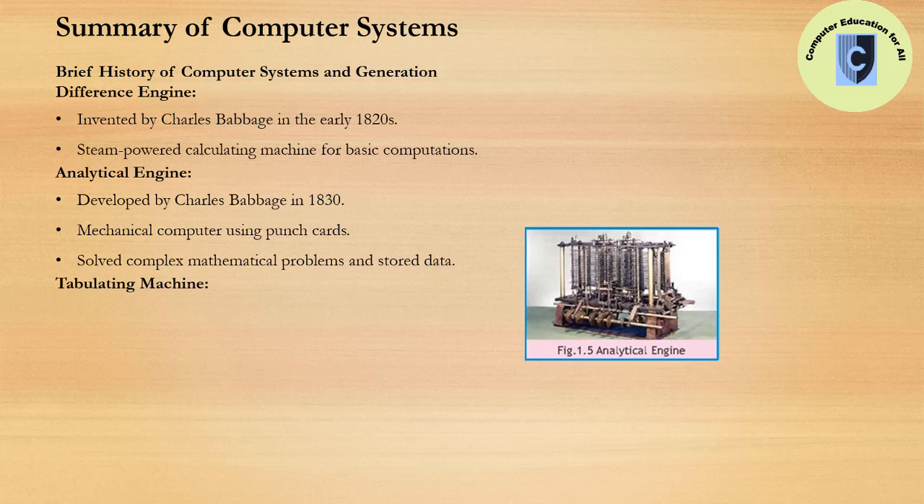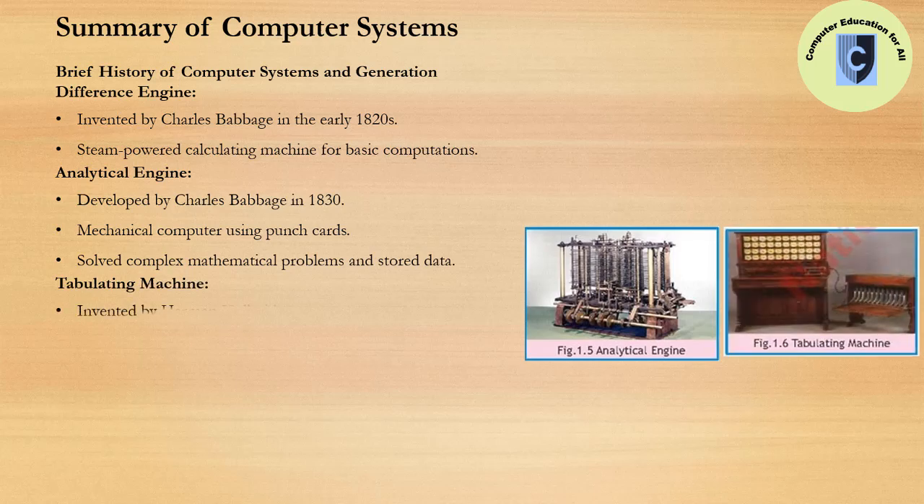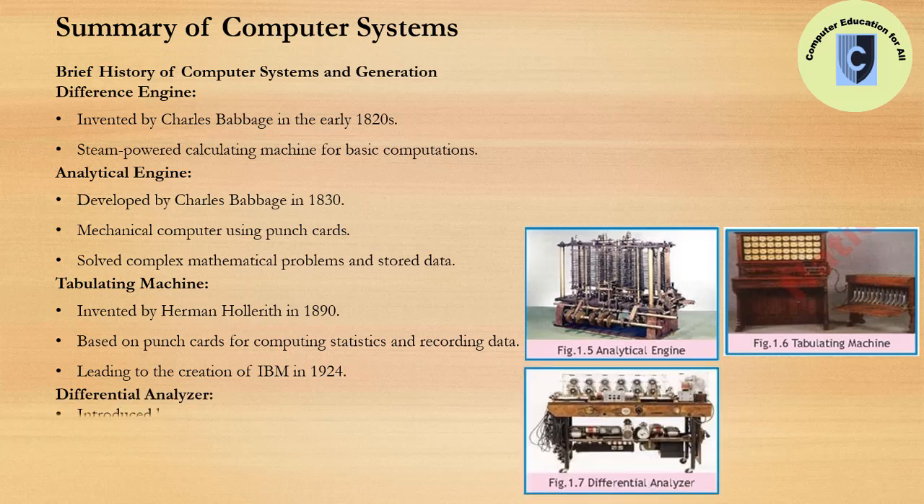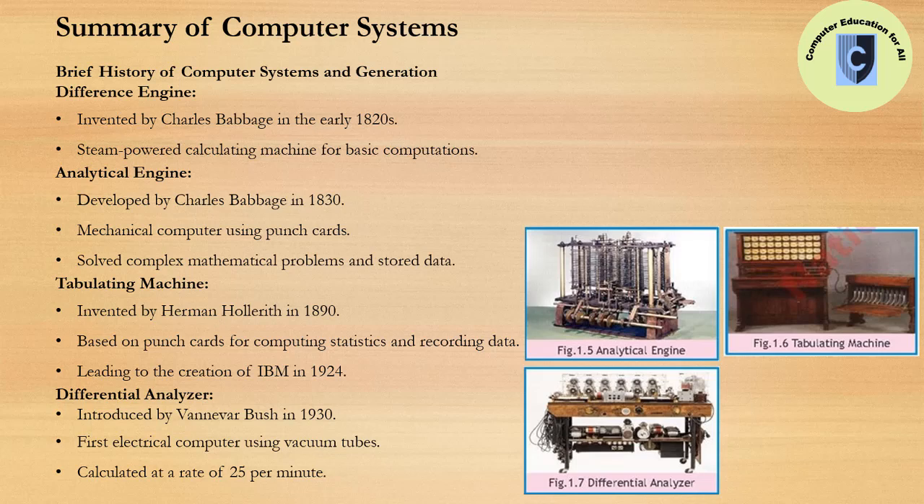Tabulating machine. Hermann Hollerith's 1890 invention, the tabulating machine, based on punch cards, computed statistics and recorded data, leading to the creation of IBM in 1924. Differential Analyzer in 1930. Vannevar Bush introduced the first electrical computer, the Differential Analyzer, using vacuum tubes for calculations at a rate of 25 per minute.